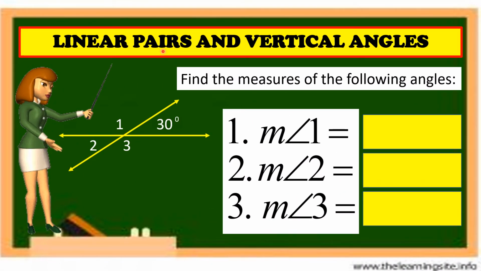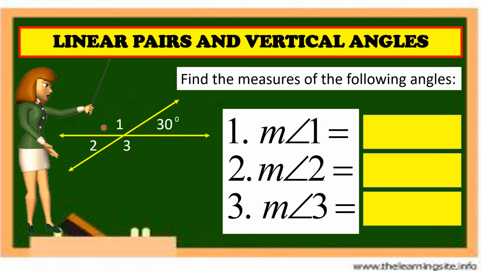So we have linear pair and vertical angles. Angle 1 and angle 2 form a linear pair. 2 and 3 also form a linear pair. And 3 and this angle form a linear pair. Do not forget that vertical angles are congruent, and the angles in a linear pair are supplementary.